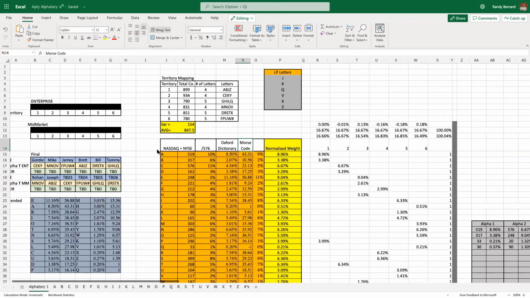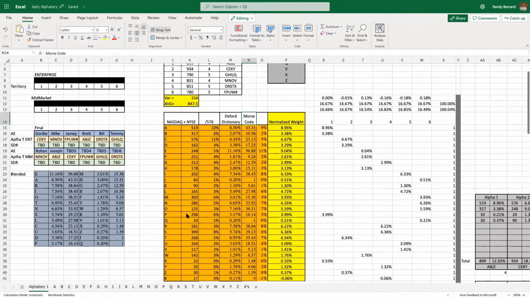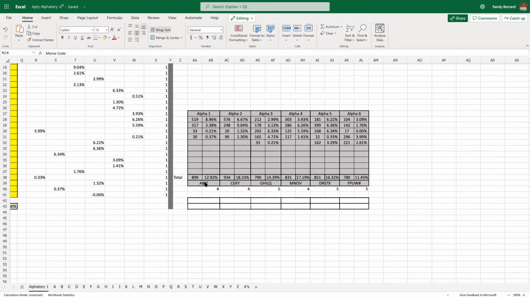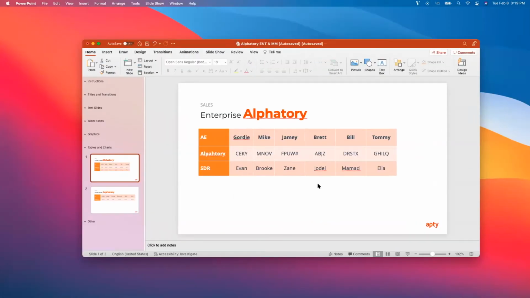So what we did through a lot of math that I'm not going to bore everybody with today is we blended a ton of these averages, we normalized all the weight, and it allowed me to create alpha territories that are, for all intents and purposes, fair. Now look at this. Here's an example of what got spit out the other end. Right now at Apti, I have 6 enterprise sellers on my team: Gordy, Mike, Jamie, Brett, Bill, and Tommy.